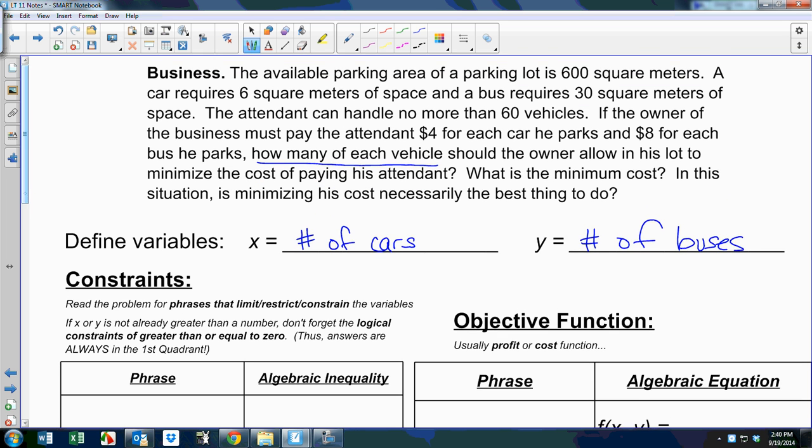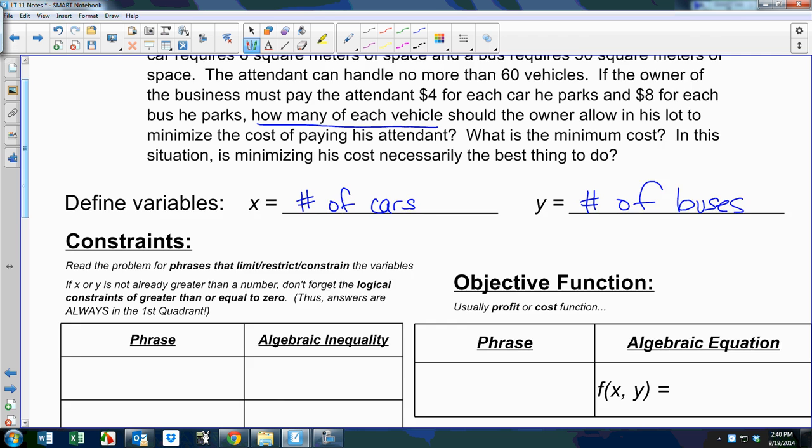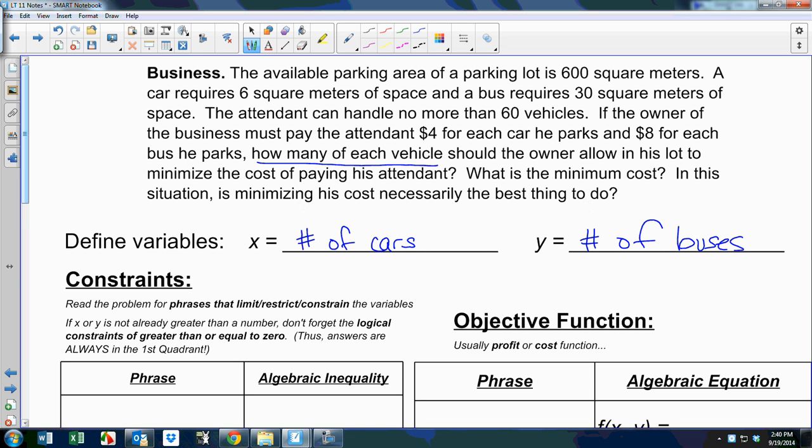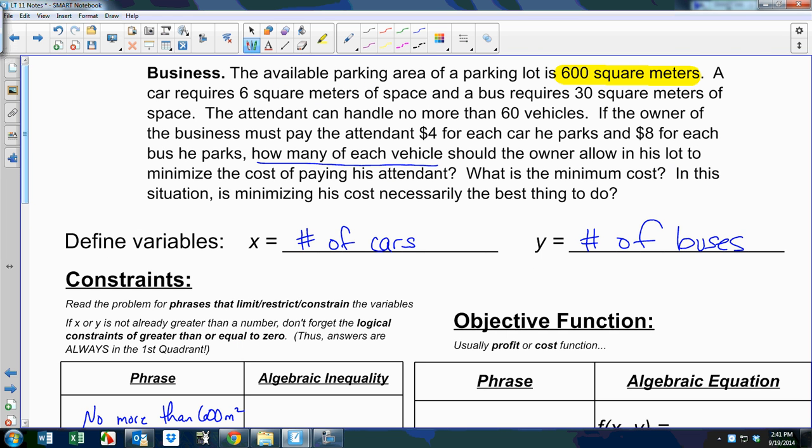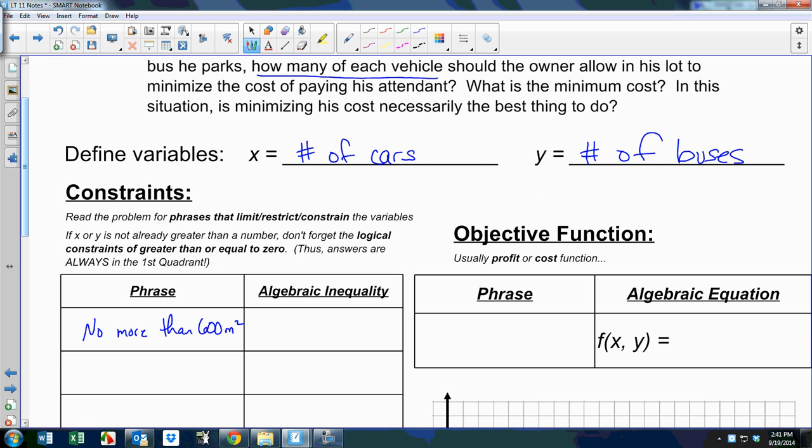Then we start reading for phrases that limit how many the attendant can park. The first phrase is that the lot only has 600 square meters, so there's no more than 600 square meters. The second phrase that you'll notice is that he can take no more than 60 vehicles, and that word vehicle is very important. No more than 60 vehicles, because vehicles includes both cars and buses.